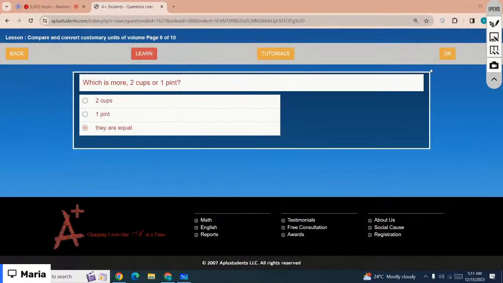2 cups is more, right? Because you can see here you have 1 cup equal 2 pints, right? You are given 2 cups here, right? So 2 cups equal 4 pints then. So 2 cups is more than 1 pint.